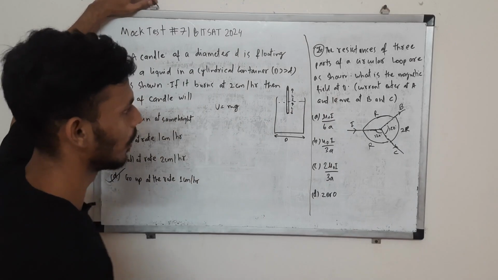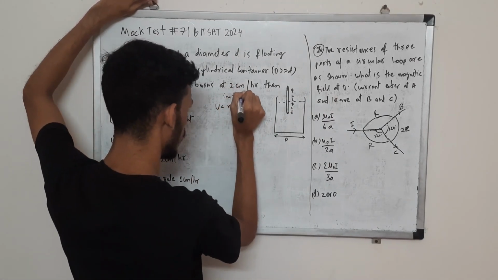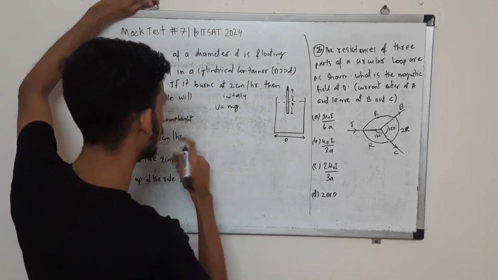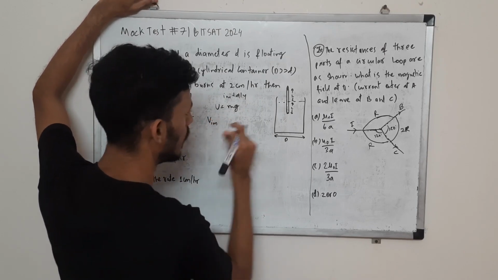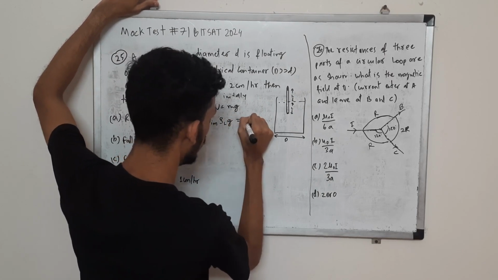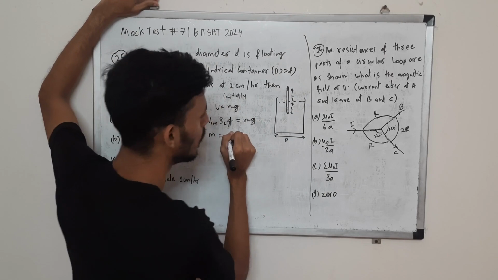We'll use the concept. Initially we know that U is equal to mg. How is U given? U, the upthrust, is given as the volume immersed, that is the volume inside the liquid, times the density of the liquid times g. This is mg. G can cancel, so we obtain the mass as the volume immersed.